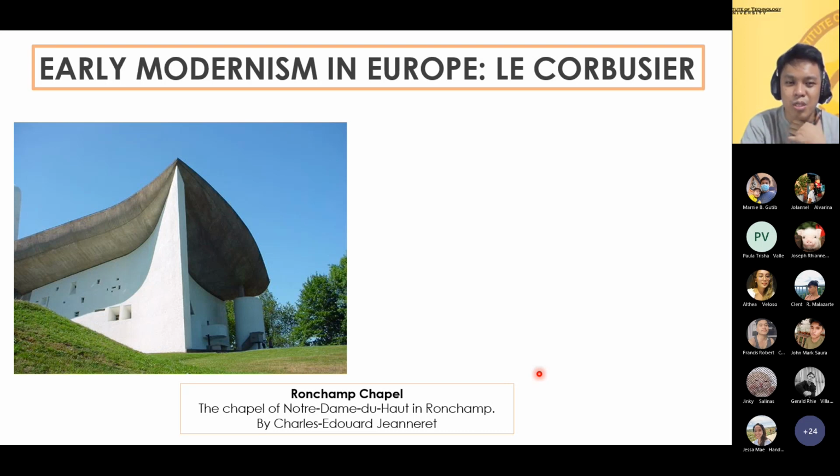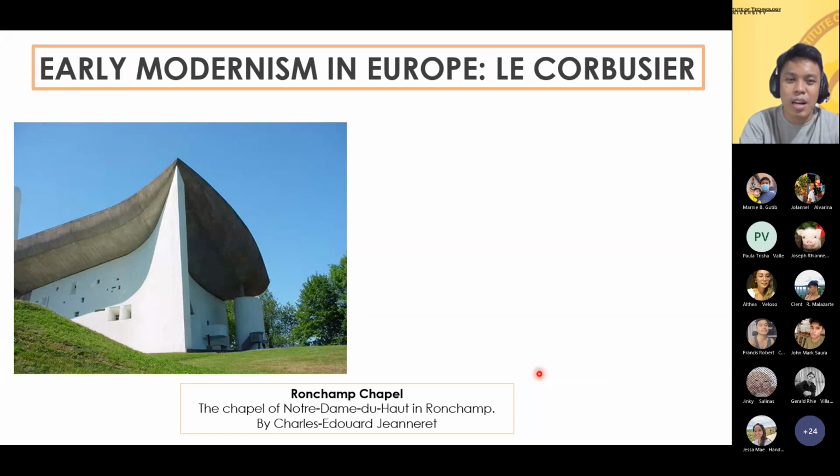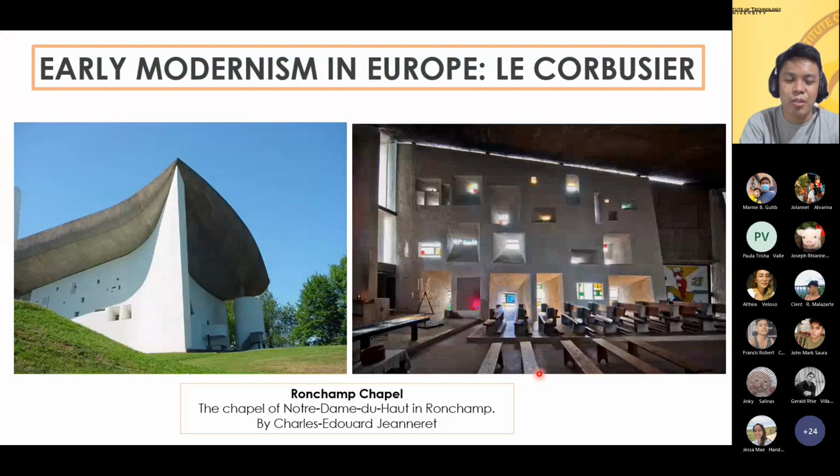So here, makita niyo, sir, murag simple naman kaayo ang building and then weird ang form. But actually, what Le Corbusier would want to achieve is not highly on the exterior but mostly on the interior. The light, if you go back sa iyang architecture, is the masterly, correct, and magnificent play of masses brought together in light. So notice here how he used the light as a design feature in that structure.